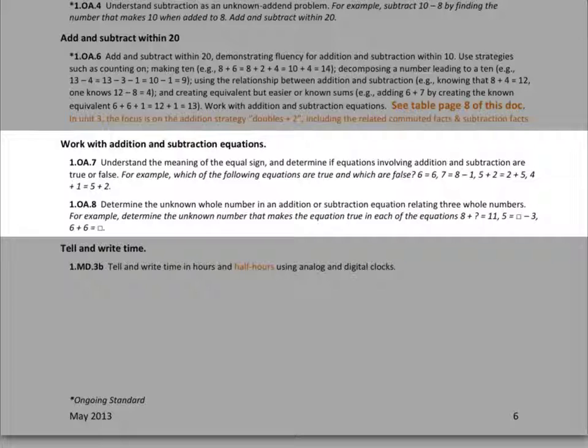Standards 1087 and 1088 are very closely related. 1087 is building an understanding of the meaning of the equal sign and working with true-false number sentences, and 1088 is using that understanding of the equal sign to complete an equation to find the missing addend or the missing number that makes the statement true. When developing an understanding of the meaning of the equal sign, I know I have often referred to the equal sign using the words same as.